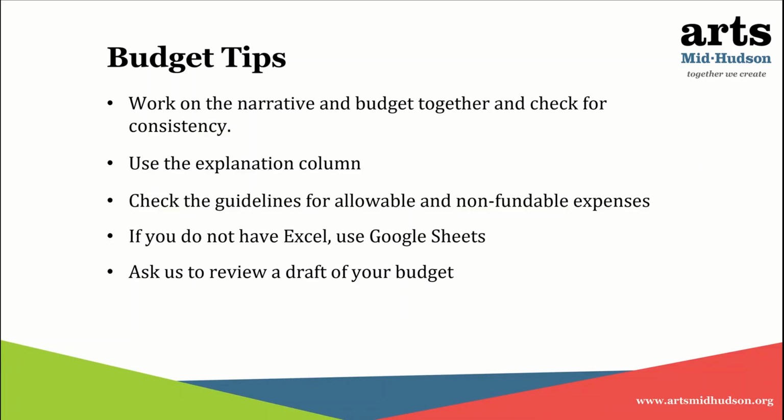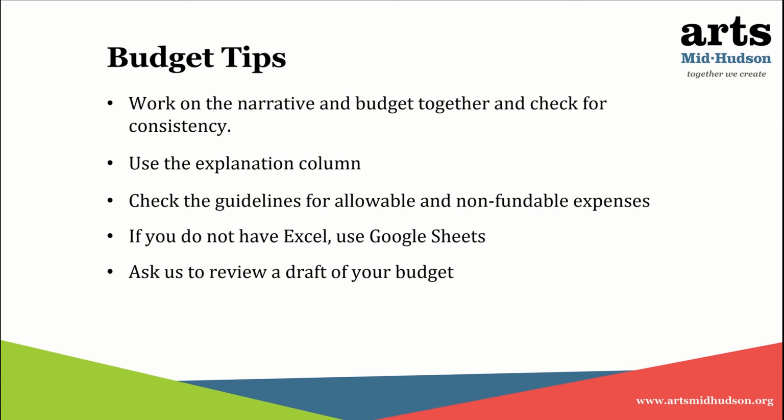So now that we filled out a budget form together and looked at it in Excel and Google Sheets, I'm going to provide some final tips before I let you go. First of all, I strongly recommend working on the narrative and the budget together and making sure, as I noted when we were looking at it in Excel, to check for consistency. It's really important that numbers match from the narrative to the budget. So at least work on the budget and the narrative together. Definitely do not leave the budget for last. And if possible, I actually recommend working on the budget first.